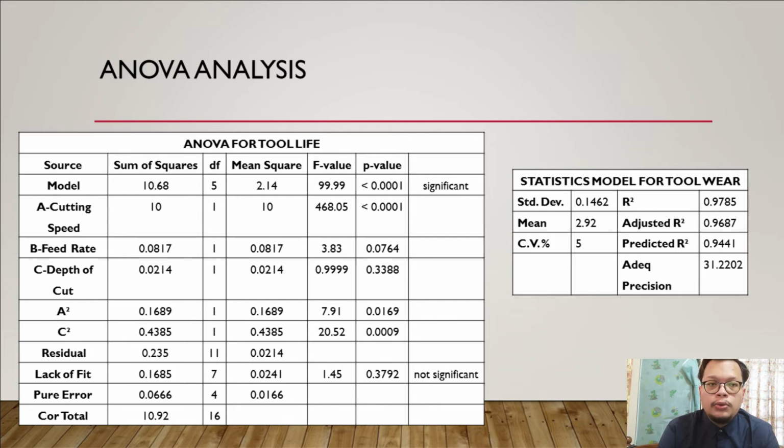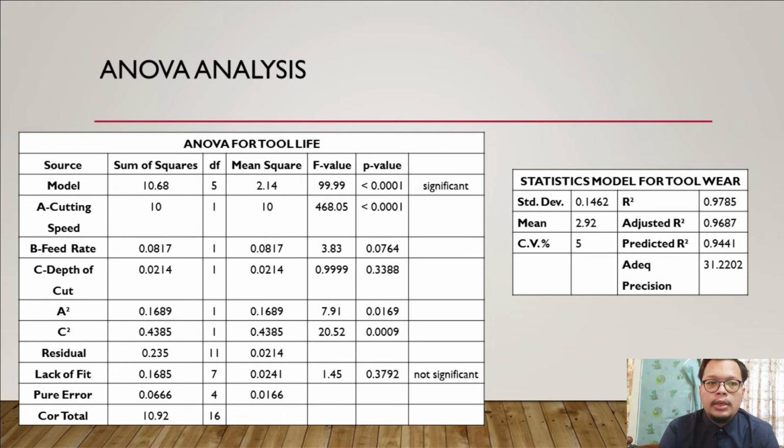The data also shows that the lack of fit F value of 1.45 implies the lack of fit is not significant relative to the pure error. There is a 37.92% chance that a lack of fit F value this large could occur due to noise.